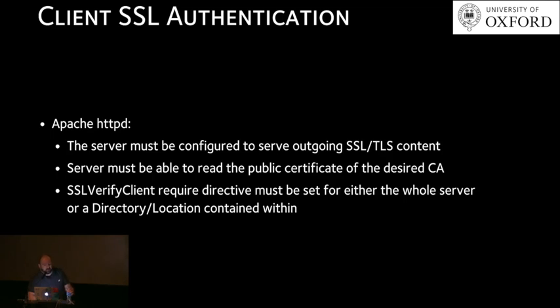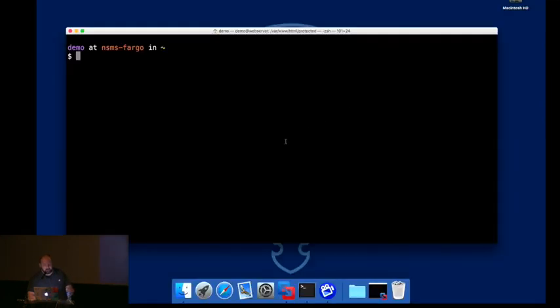So if you set that up in Apache, the web server must be configured to serve outgoing SSL and TLS content, so it must be set up as an HTTPS server. It must be able to read the public certificate of the desired certificate authority from disk, and then you put in a directive into the config to either secure the whole server or a single location.